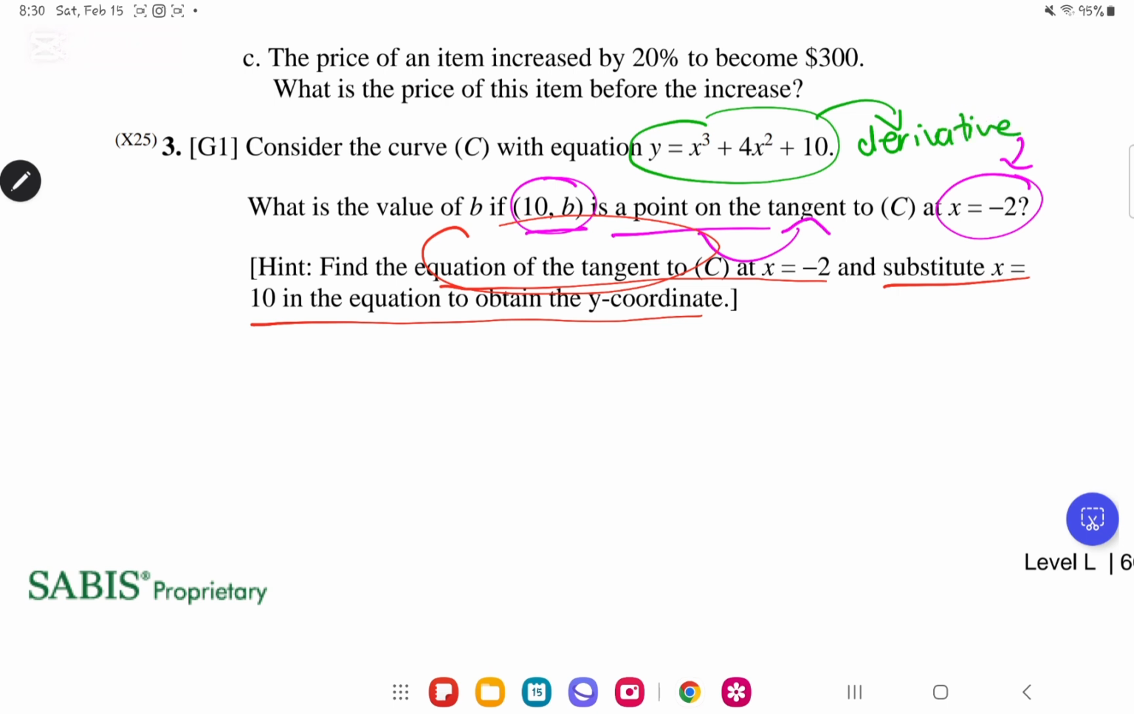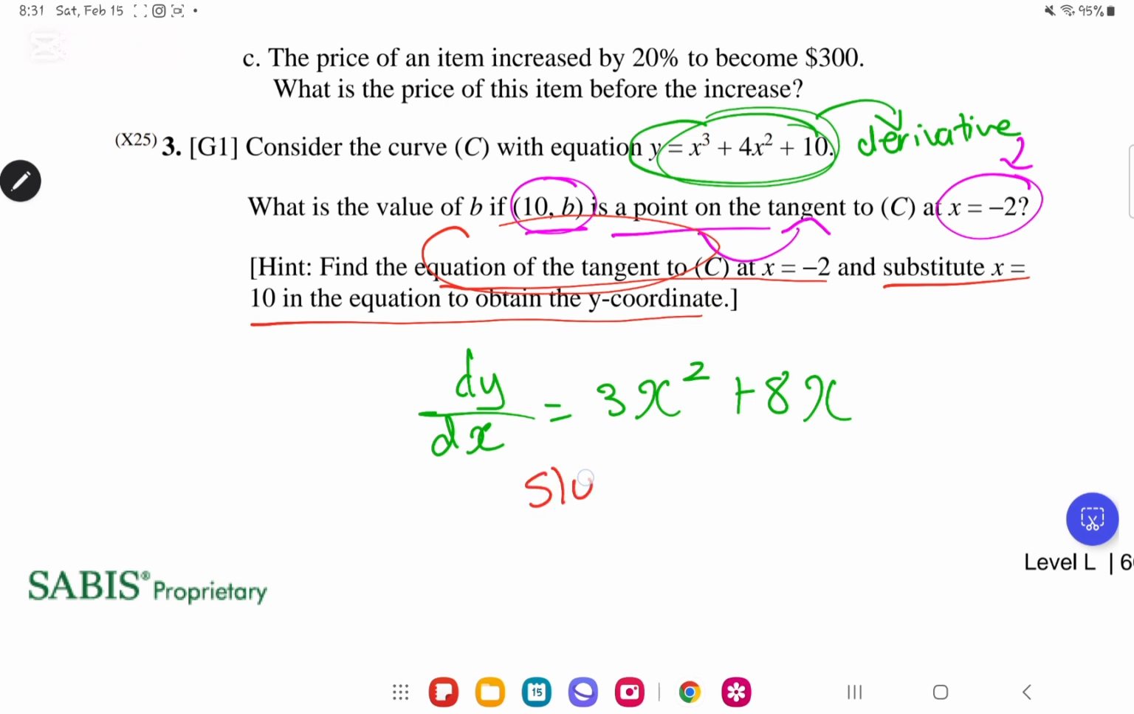If in the exam you are going to denote the derivative formally, you denote it dy over dx. So the derivative is dy over dx. In this case, the derivative is going to be 3x to the power of 2 plus 8x. This is our derivative. Now to find the slope, we're going to take x is equal to minus 2 and substitute it in this equation over here. So it becomes 3 times minus 2 squared plus 8 times minus 2.